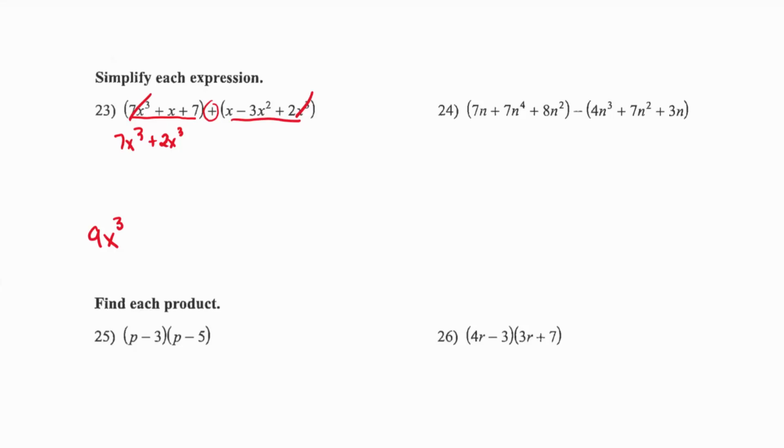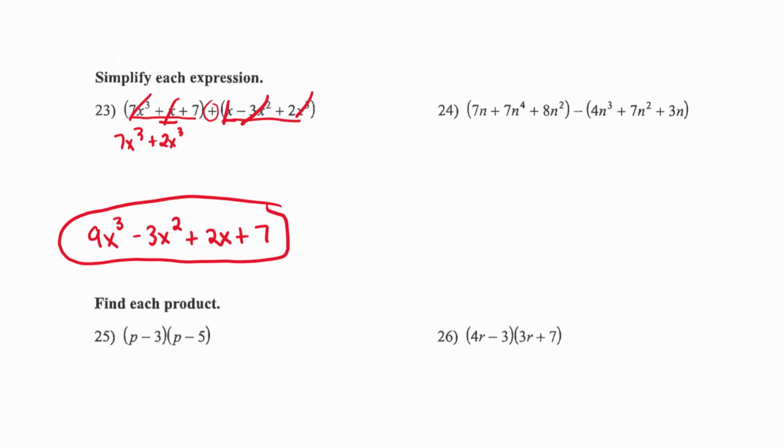Then look for the next biggest exponent. So this negative 3x squared doesn't have anything to add with, so it just gets to stay minus 3x squared. Now I'm going to look for first powers, which are no powers at all, but still have an x. So x plus x is 2x. And so then those go away. And then all I have left is this plus 7, which doesn't have anything to add with. So this is the answer to these two polynomials added together.